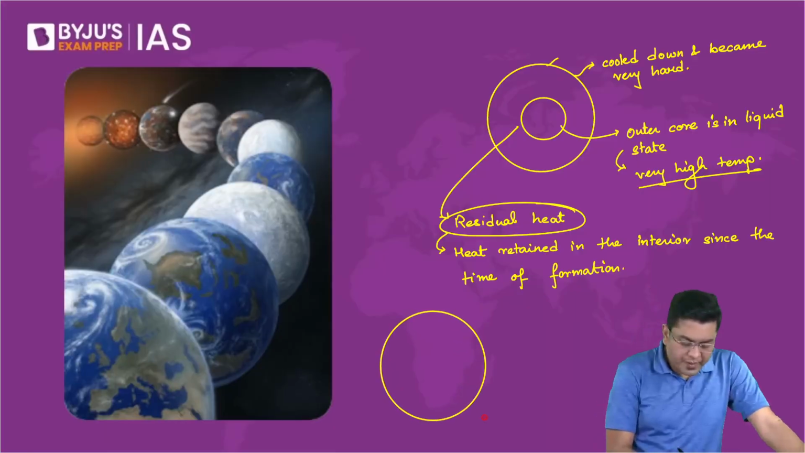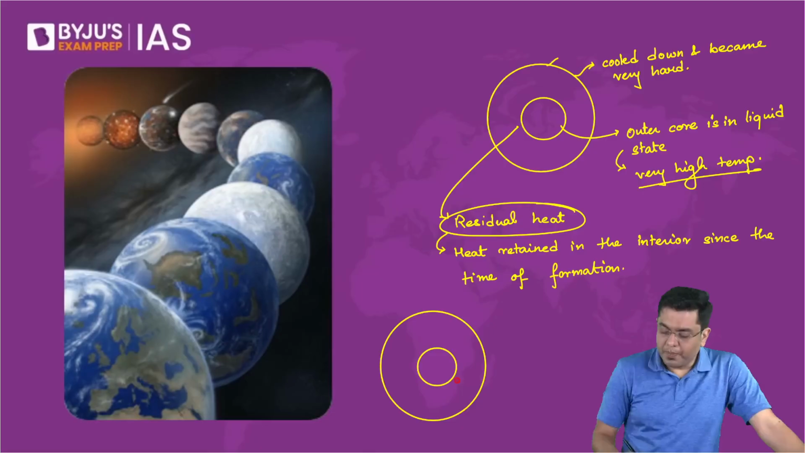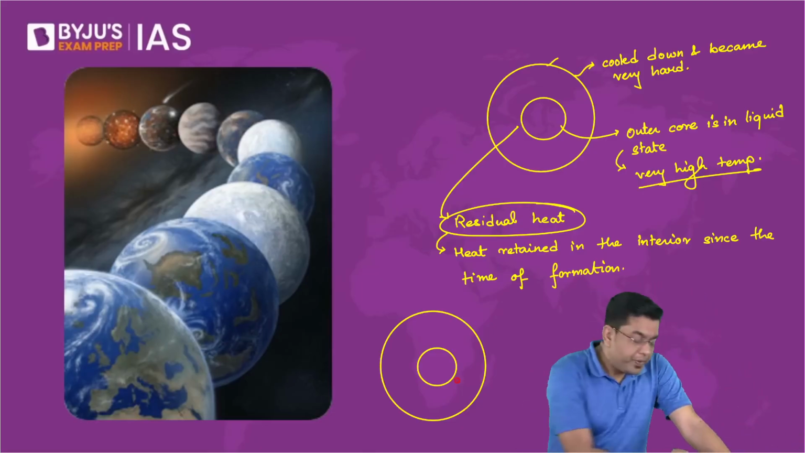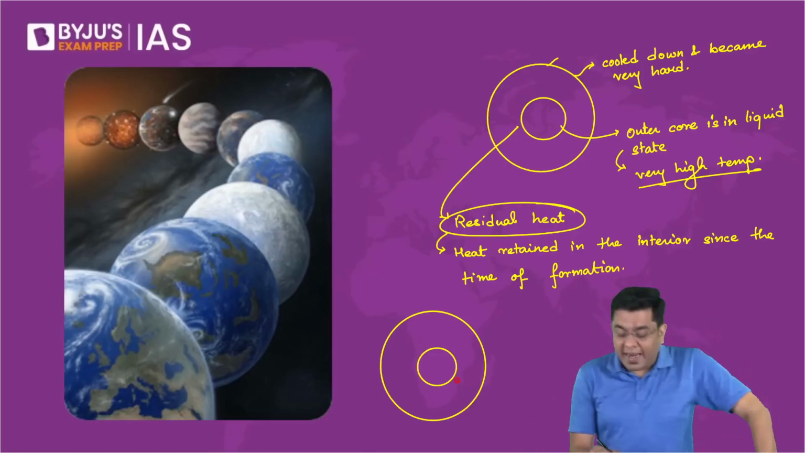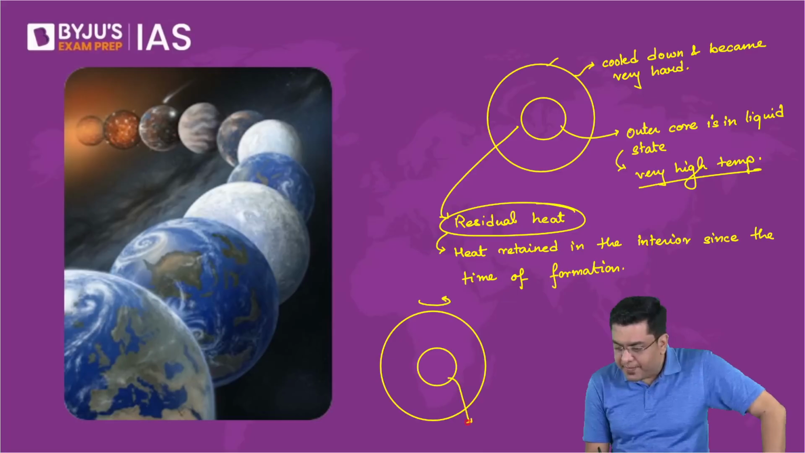First of all, this is your surface, this is your core. Now, as the planet rotates, outer core is in liquid state.